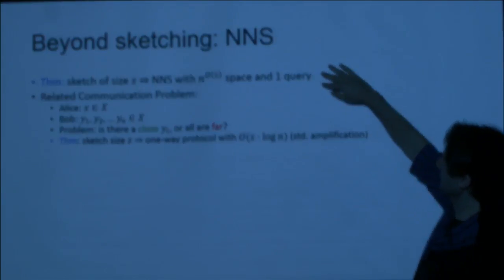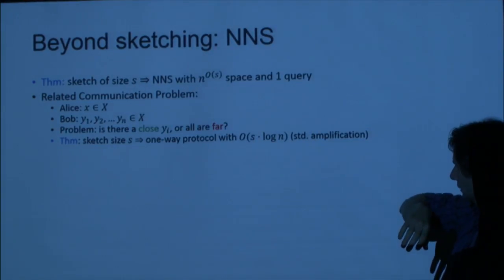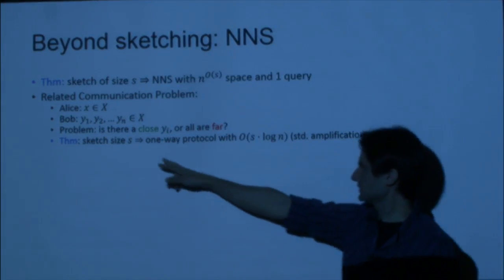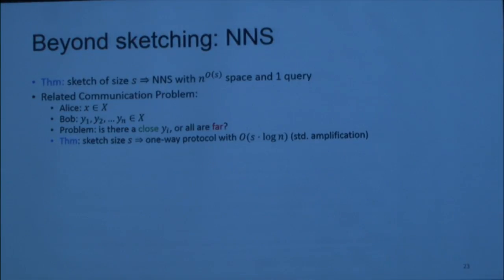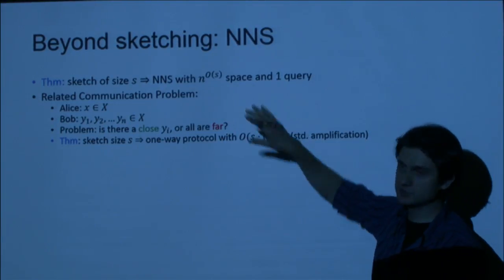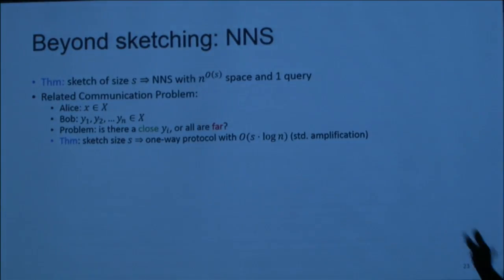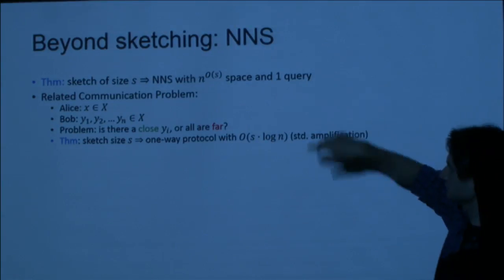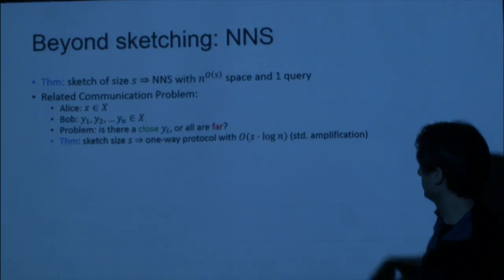In terms of restating this theorem in this communication problem language, it says that if we have a sketch size S for this norm X, for whatever metric we're doing, then there is a one-way protocol with order S log n bits to solve this problem. In particular, you take the sketch, amplify it, repeat it log n times to get a high probability statement, and just send the sketch from Alice to Bob, and Bob can decide on this problem.